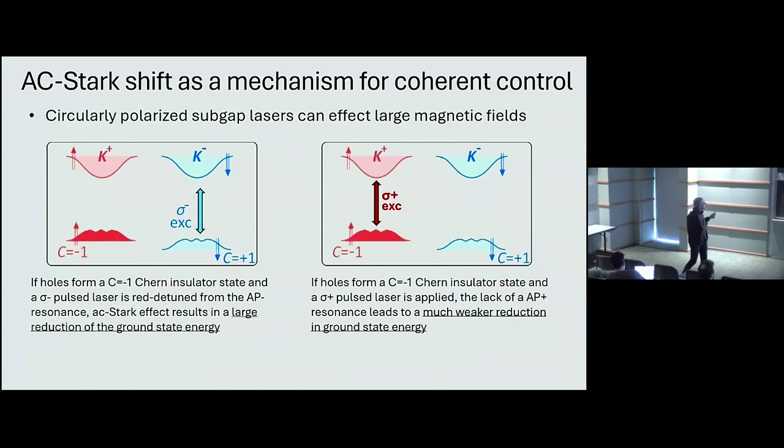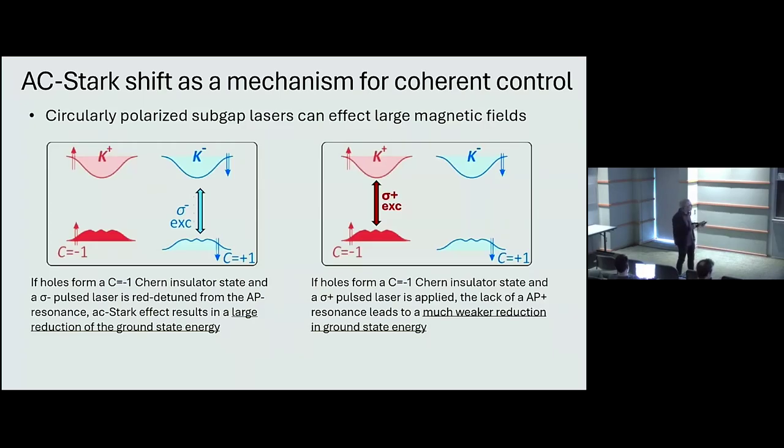Okay, so now the scheme that I'd like to realize would be based closer to the topics we discussed here: to use AC Stark shift, so sub-band gap light, to achieve control. So how would this work? Let's assume that we start out here with the holes. If I drive the other valley with, say, sigma minus light, then we have seen that I can form an attractive polaron. And if I'm detuned from the attractive polaron, then there will be an AC Stark shift.